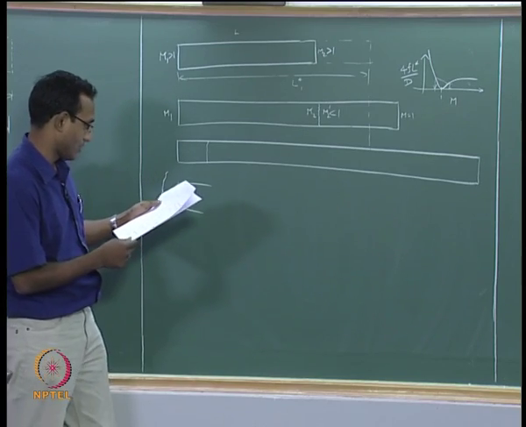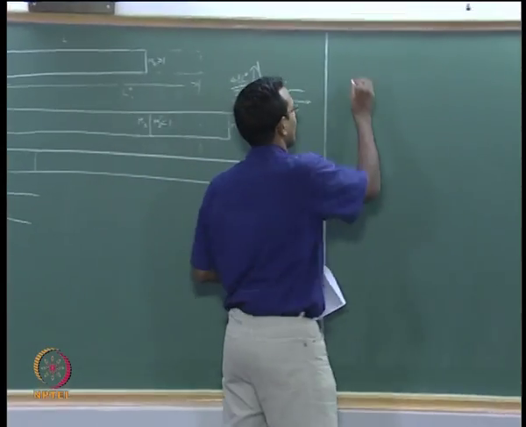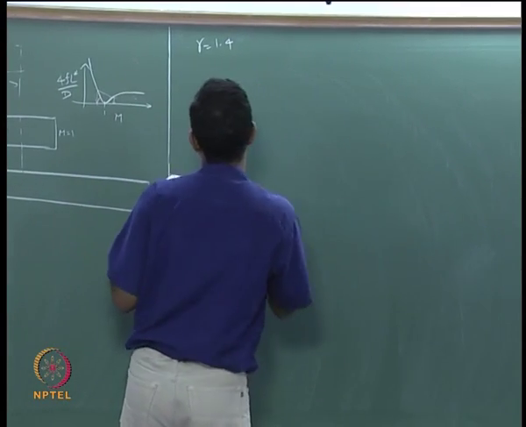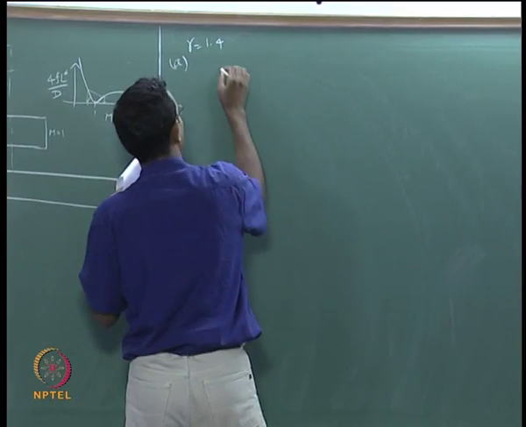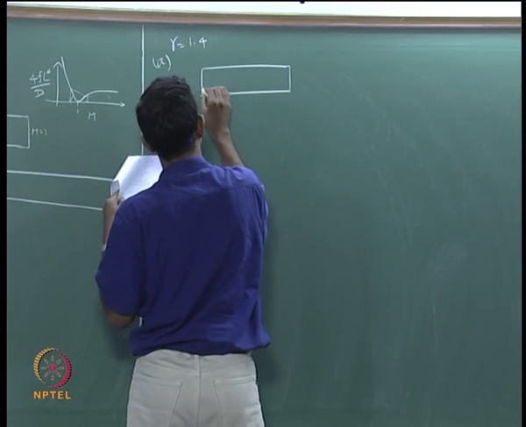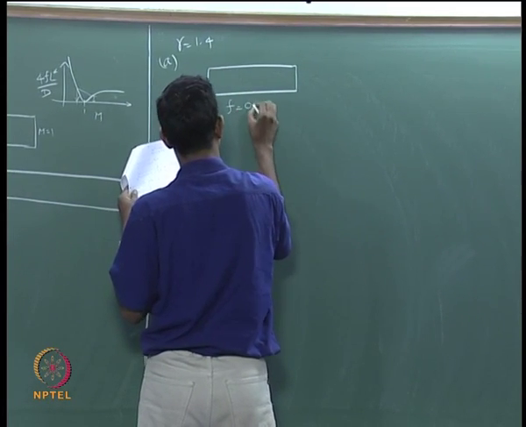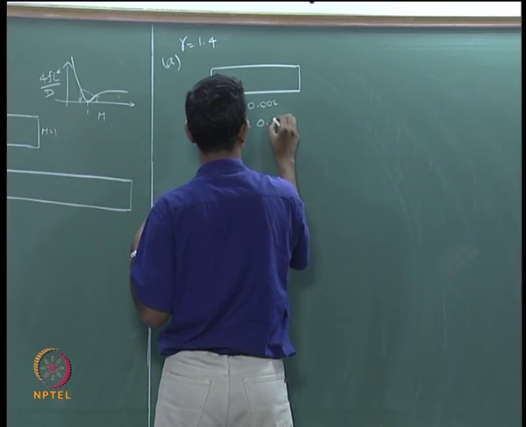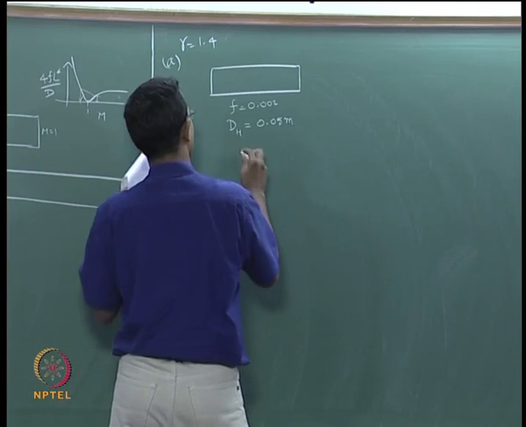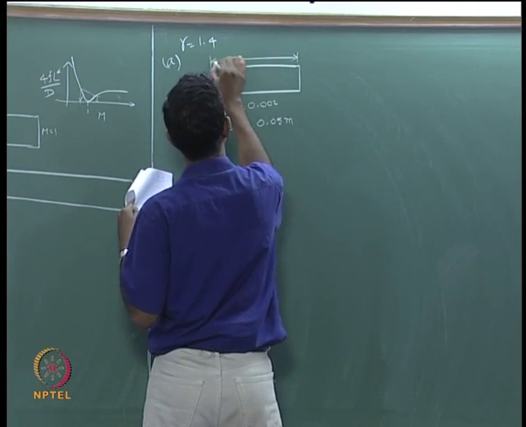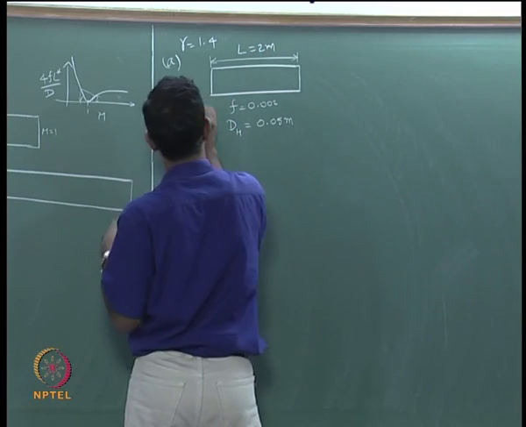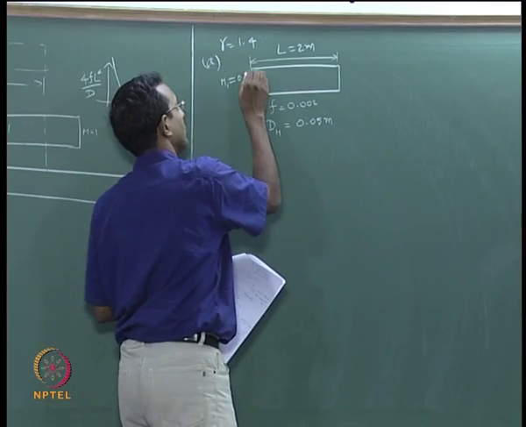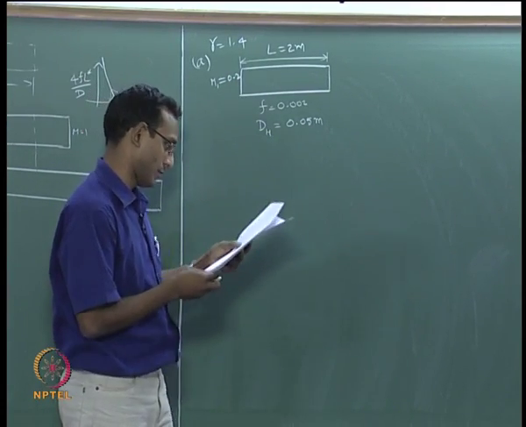Now we will pick a numerical example. I will deal with only gamma equal to 1.4, typically air as my fluid, and I am having a simple case. I will consider this as problem A, where I am having a duct with f equal to 0.002, hydraulic diameter given to be 5 centimeters, 0.05 meters, and L is given to be 2 meters. I am having M1 equal to 0.2 Mach number. I want to find what is the exit Mach number.